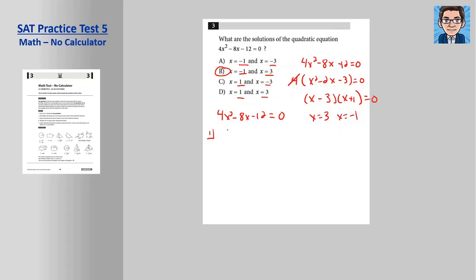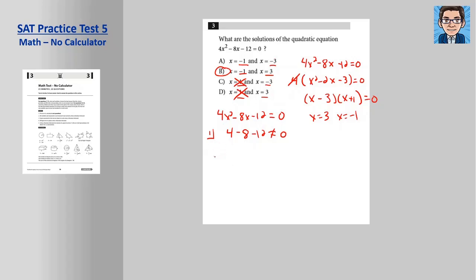So 4 times 1 squared is 4, minus 8 times 1 would be -8, minus 12. That does not equal 0. So our choices with 1 are not going to work. And then we just have to check 3.